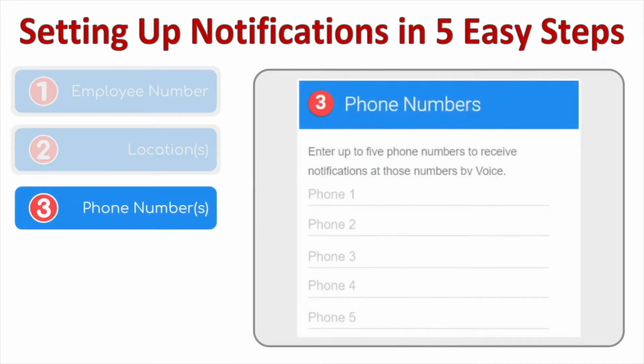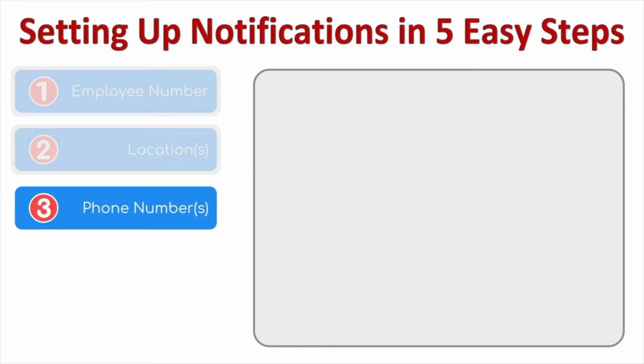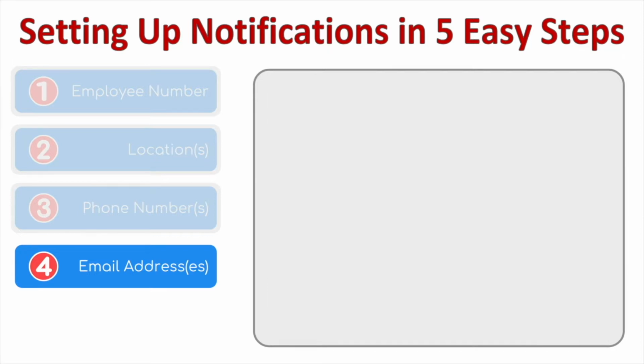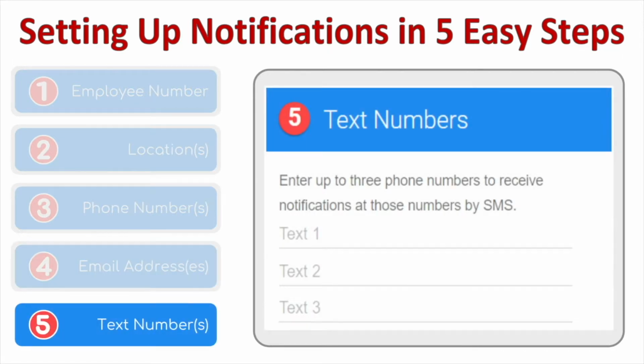If you want to receive a phone call alert, you can enter up to 5 phone numbers. If you would prefer to receive an email alert, you can enter up to 4 email addresses. If you would prefer to receive a text notification, you can enter up to 3 mobile numbers. Keep in mind that you can use any combination of phone numbers, email addresses, or text numbers.